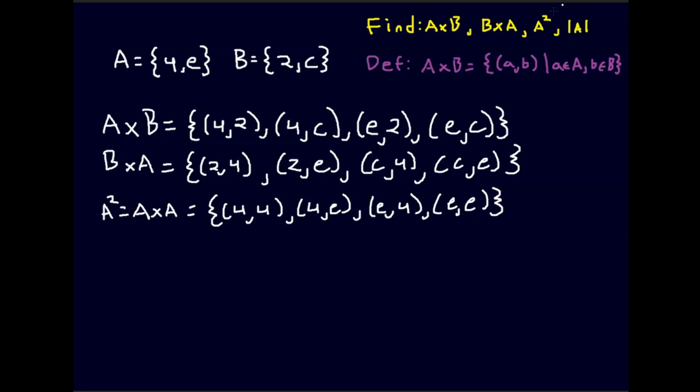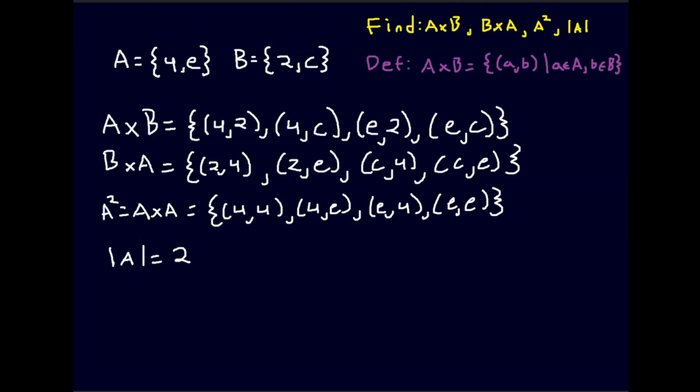And the next thing here is the cardinality of A. So it's the size of our set A, which right now is just the number of elements in A. So our size of A is 2 because we have a 4 here and an E here. Sorry, I don't know why I did curly braces. It's not a set, it's just a number. So the size of A is 2.